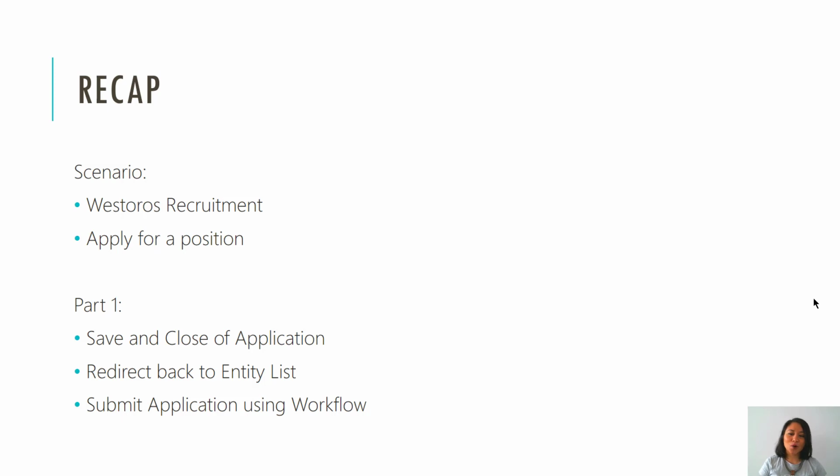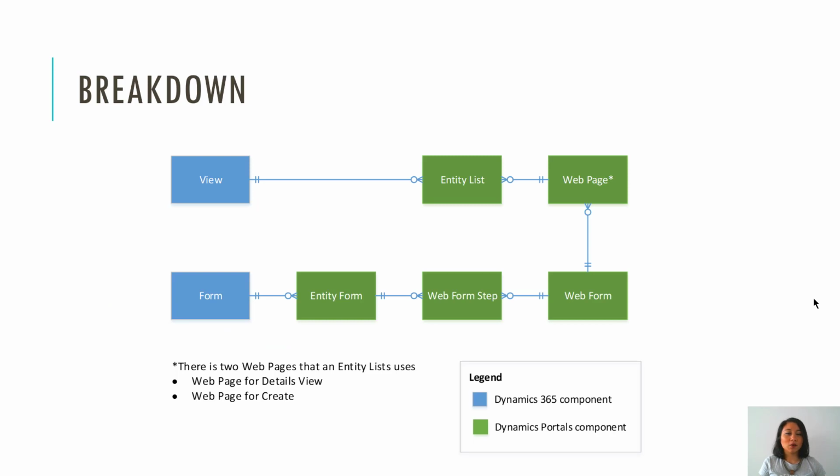So just to recap, what I did in my previous vlog is I showed you a Dynamics portal where the scenario is that it's Westeros recruitment, so in Game of Thrones, where people are applying for positions in the different kingdoms of Westeros. And I showed you how to save and close an application with button-like functionality. And upon saving and closing, it would redirect back to the My Applications list. And then when they wanted to submit their application, they would essentially be triggering a workflow. So how it all links together when using webforms and webform steps is illustrated in this diagram.